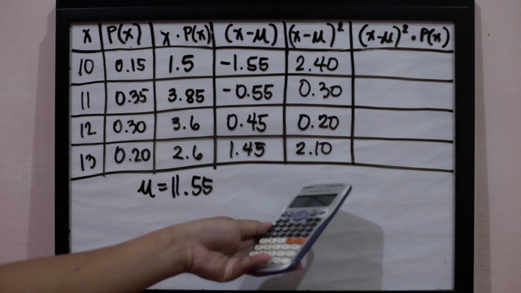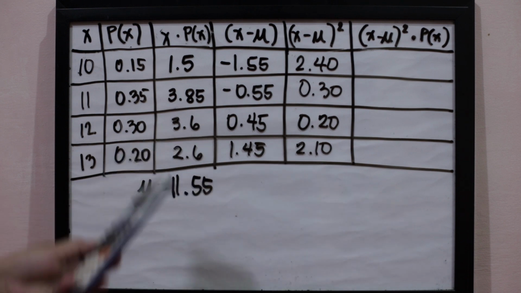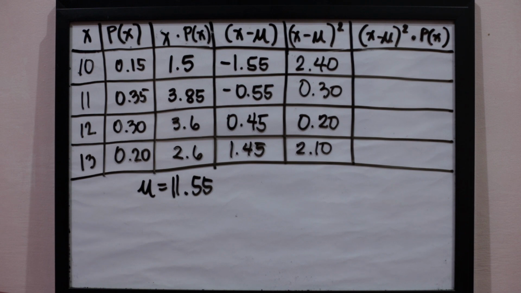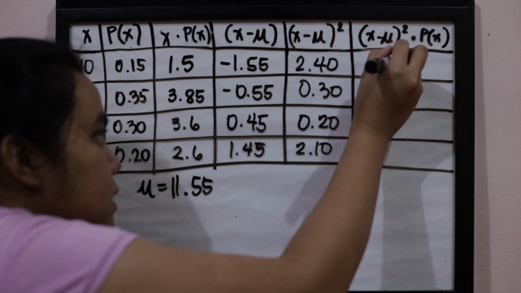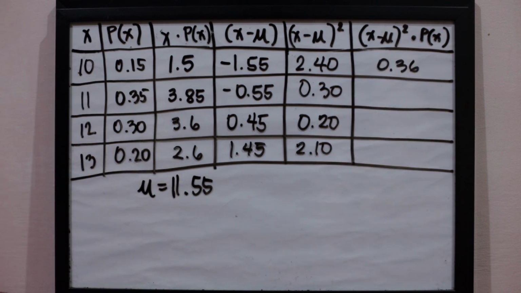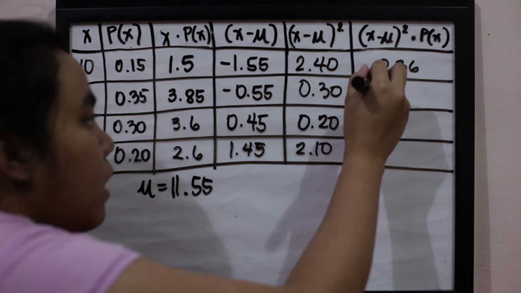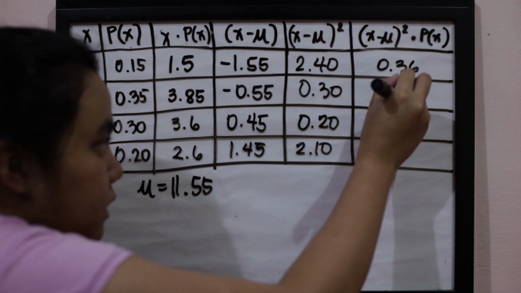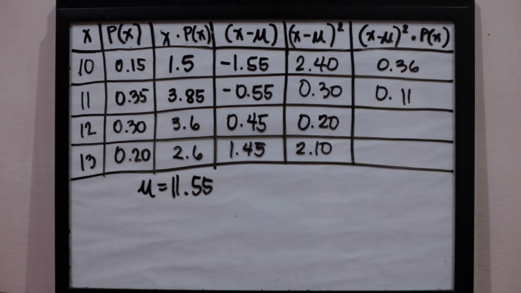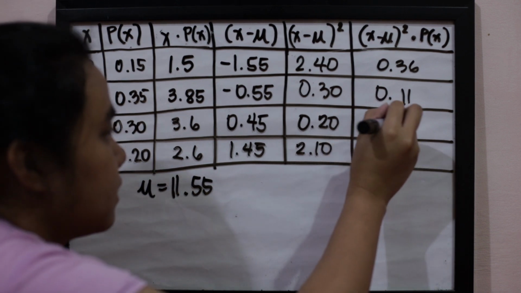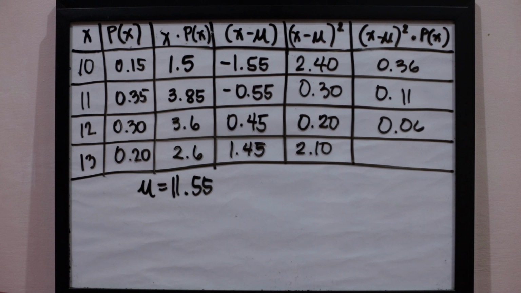Next, we multiply this one by this column. So, 0.15 times 2.40, the answer is 0.36. Tapos, 0.30 times 0.35, the answer is 0.11. And then, 0.2 times 0.3, malamang 0.06. 2.10 times 0.20, the answer is 0.42.